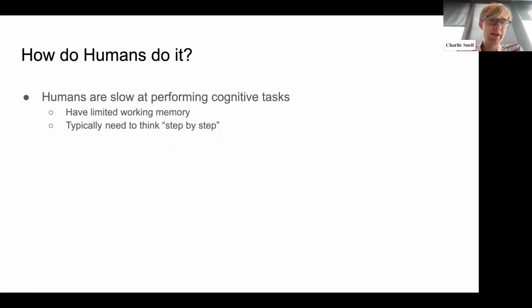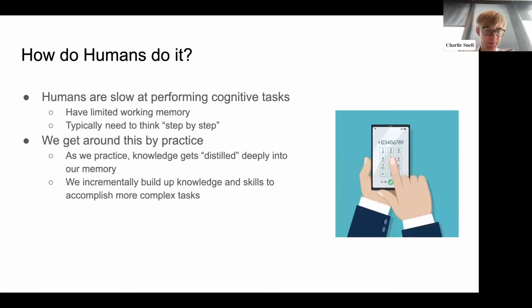We can look at how humans do it for maybe some loose inspiration. The first thing to note is that humans are pretty slow at performing cognitive tasks. We have limited working memory, so we typically have to work on a piece of paper and work through difficult problems, thinking step by step.